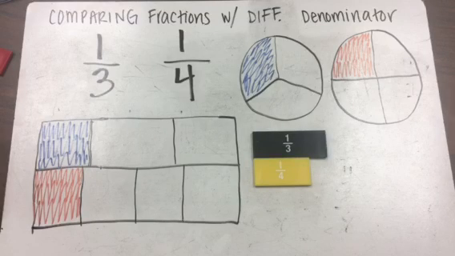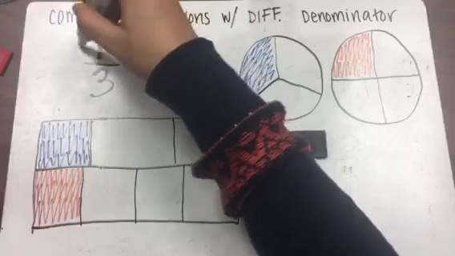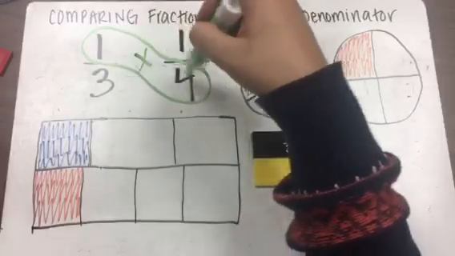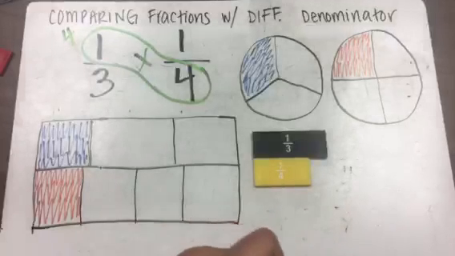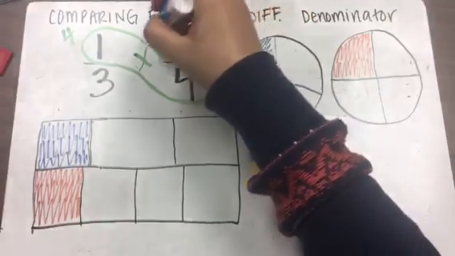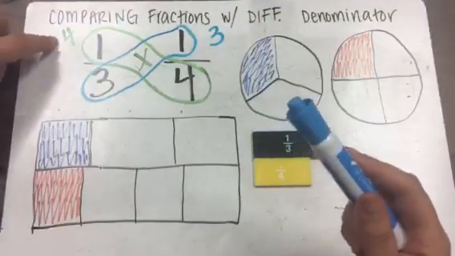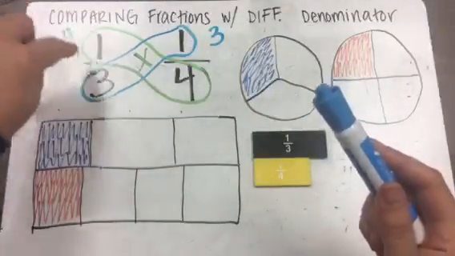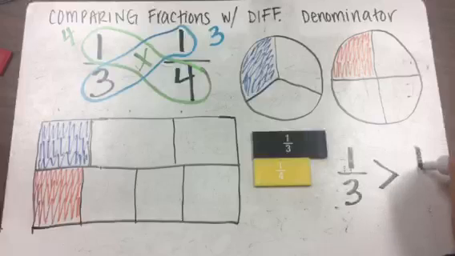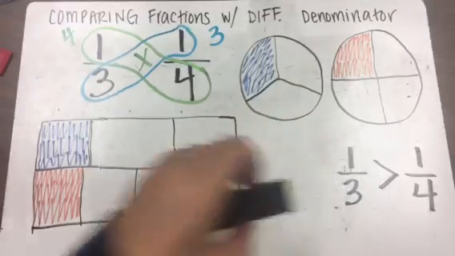Also, like I said before, we are going to be able to use our butterfly method, which is multiplying the numbers that are across and opposite from each other. So 1 times 4 would give me 4, okay? And then on the other side, 1 times 3 would give me 3. So 4 is greater than 3, which means that I could write my inequality like this: 1/3 is greater than 1/4, okay? All right, so let's do some examples.